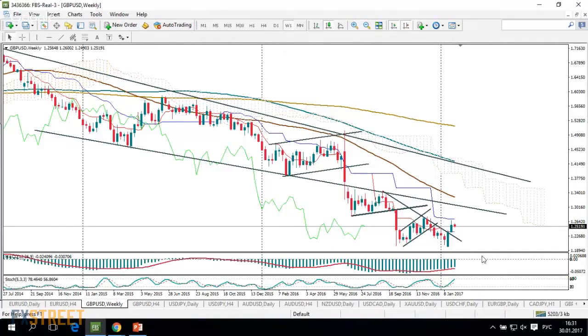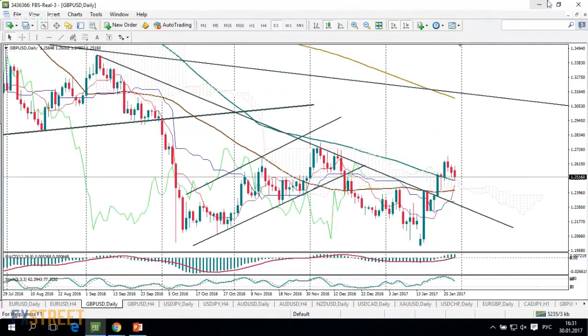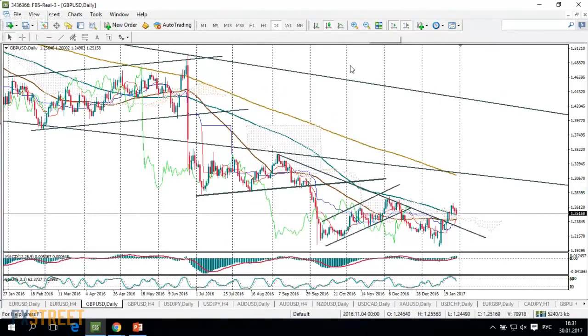Still, we can see that the pair didn't close at its highest point last week, and it retreated to the downside and closed in the area of 1.2550. And this creates some doubts about this rally of the British pound. Let's have a look at the daily chart.